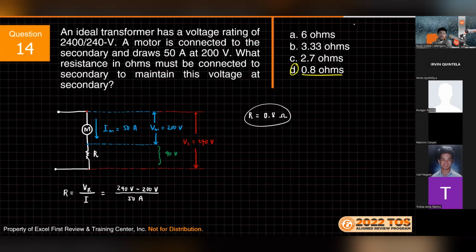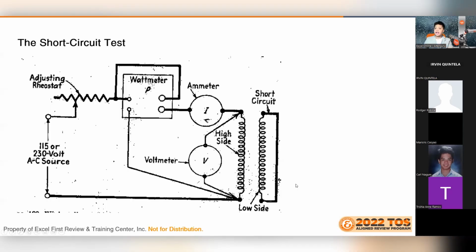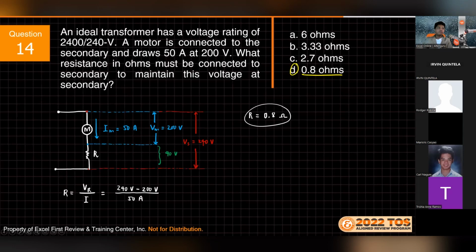Okay po. So, ayan. Copy that, no? And then, quick insight lang, no? Next slide, we'll be having our short circuit test, no?